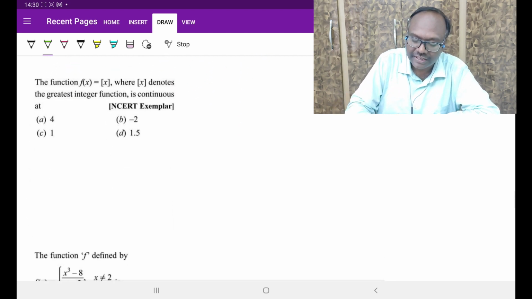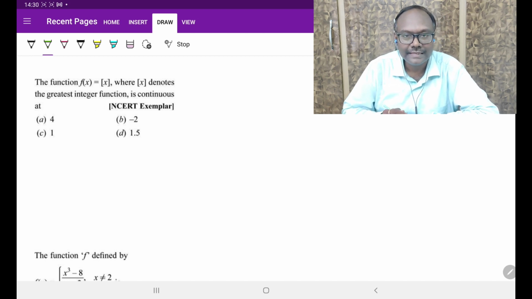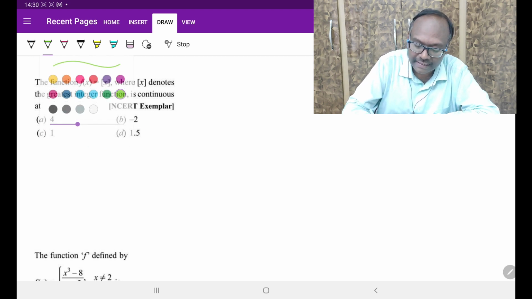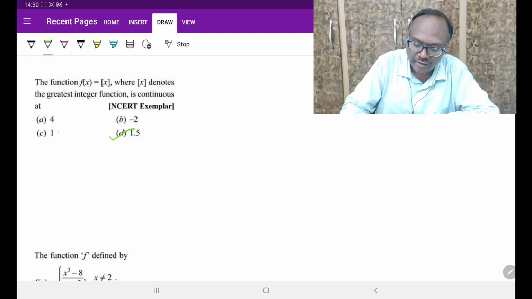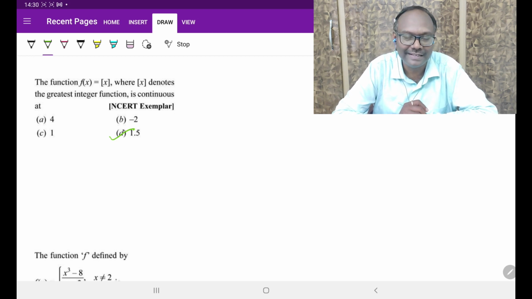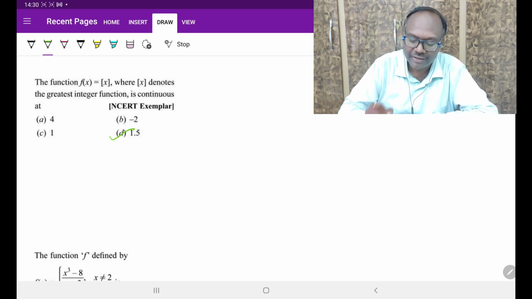Next, the function f of x equal to step x, where step x denotes the greatest integer function, is continuous at. As we discussed now, the greatest integer function is discontinuous at all integers. So among the four choices, where is the function continuous? We could see that there is only one option which is not an integer. So the right answer is option D. The remaining options A, B and C are integers, and the function is discontinuous at all integers. Therefore the right option is option D.